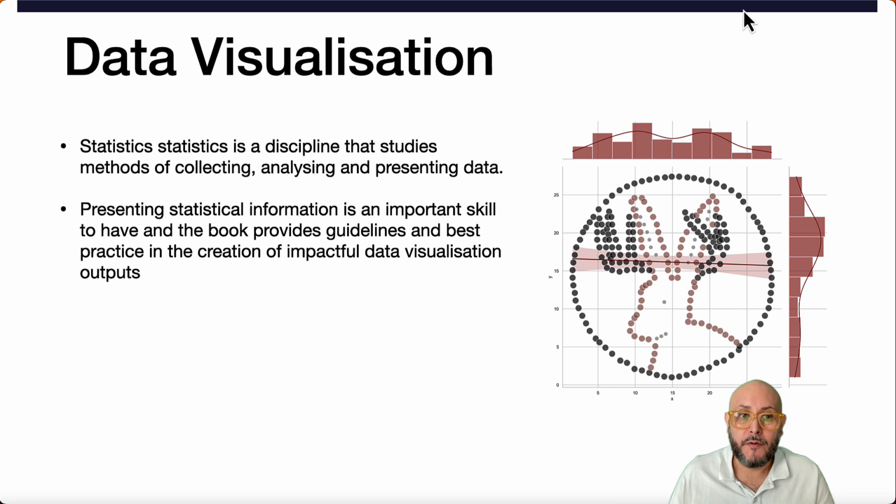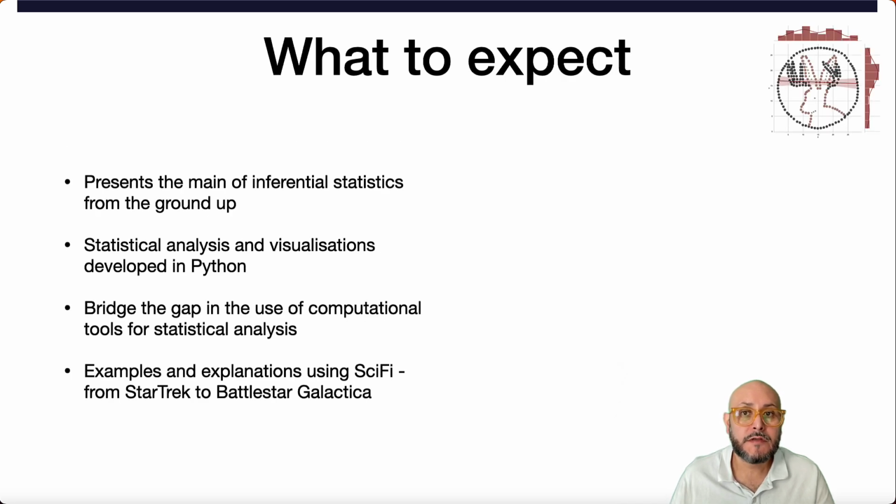What to expect from the book? Well, the main purpose of the book is to present the reader with some of the main concepts in the statistical and data visualization practice and how to approach the analysis using tools developed in Python such as pandas, NumPy, and statsmodels, among others. The book can be used as a companion for courses in statistics for social sciences, mathematics, physics, and engineering, to name a few. We present the main ideas of inferential statistics from the ground up. We do statistical analysis and visualizations developed in Python. We bridge the gap in the use of computational tools for statistical analysis. And the book is full of examples from sci-fi, from Star Trek to Battlestar Galactica and beyond.